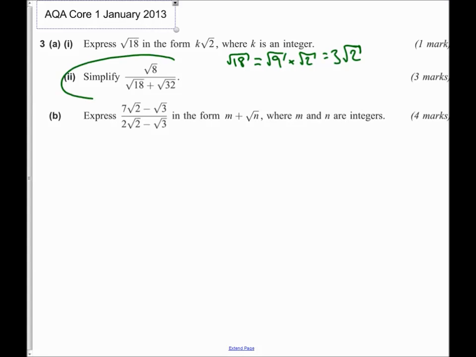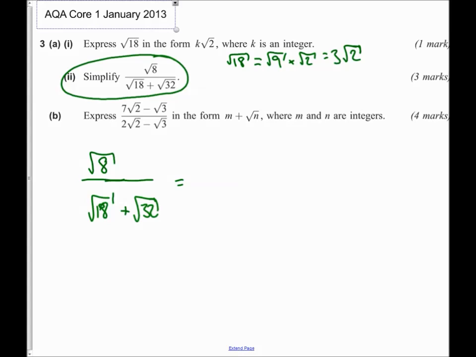Now this one looks like I need to get the square roots off the denominator. But before I start doing that, I would recommend simplifying your square roots as much as possible and trying to make it into nice numbers, because the square root of 32 is horrible. So I'm going to start off with my root 8 over my root 18 plus my root 32. And I'm going to say, how can I simplify that?